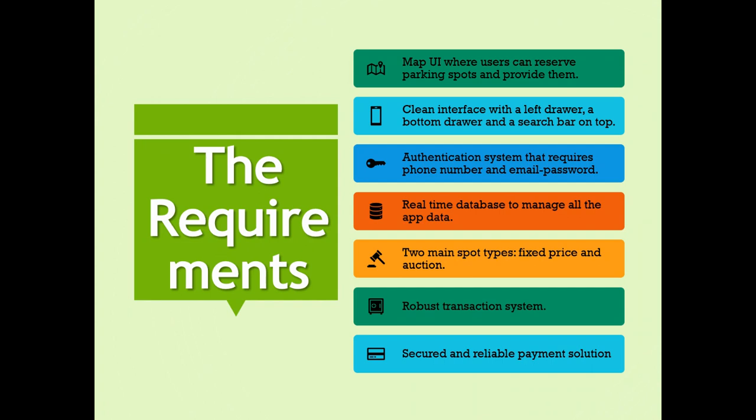So, at the beginning of the project, there were several requirements that we came out with. We knew we would need a map interface that would allow the different users to see which spots are out there and also to provide them as well. So we would need different navigation between those. We need a clean interface with a left drawer we thought and a bottom drawer, as well as a search bar for looking at different locations that a user may be interested in. We also need a strong authentication system, and because of the nature of our application, we also need to use phone number and give another option such as email and password.